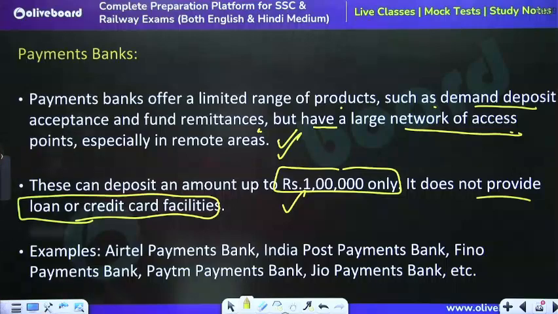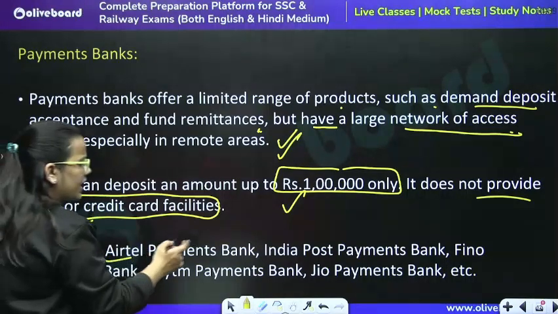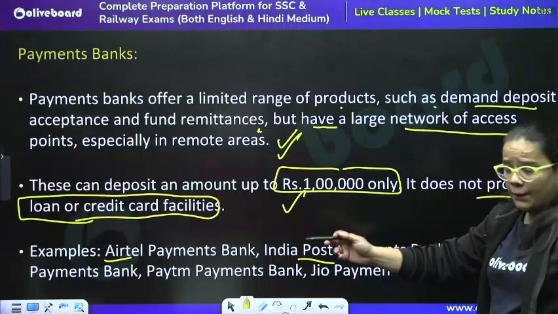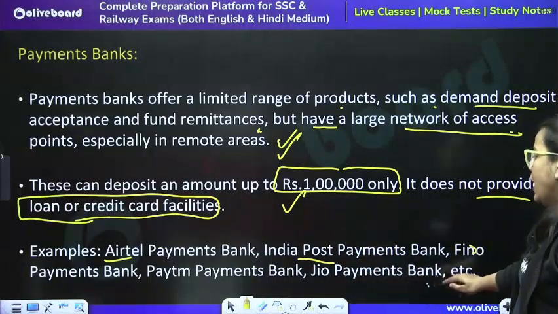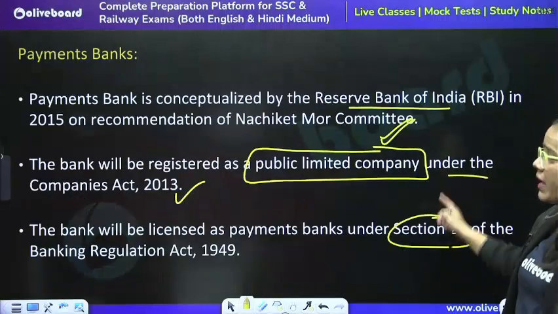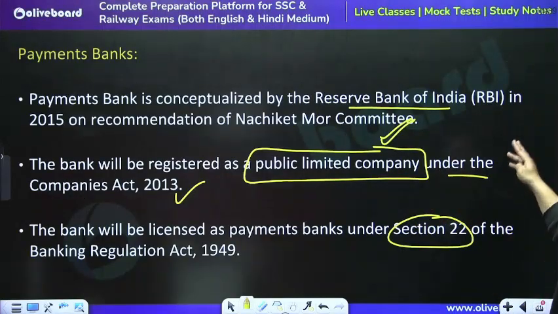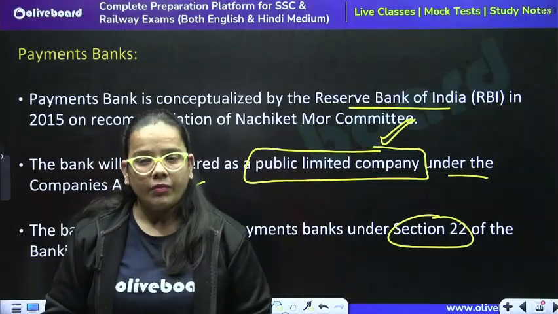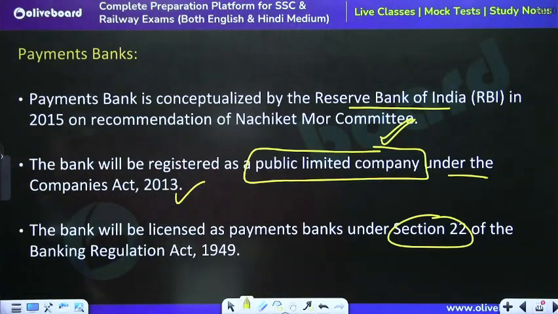Clear? Now, examples of payments banks: Airtel Payments Bank, India Post Payments Bank, Fino Payments Bank, Paytm Payments Bank, very important, and Jio Payments Bank. These are the payments banks established since 2015 under the Companies Act 2013. Okay, clear everyone?